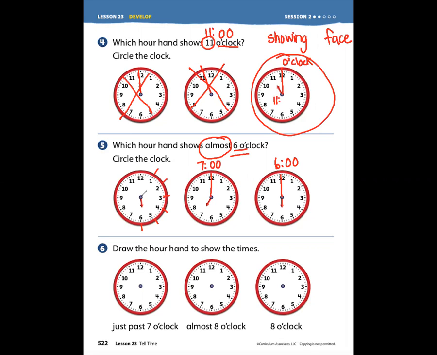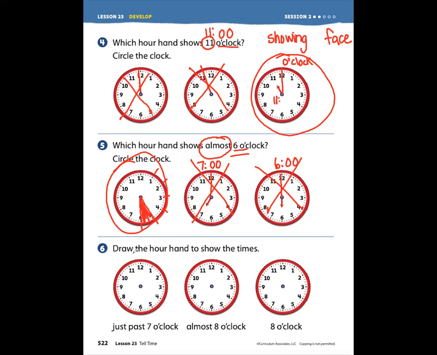This is between the 5 and the 6. It's not 6 yet. It's almost 6. So this is the correct clock telling me that it is almost 6 o'clock. This one says 7 o'clock. This one says 6. Almost 6 means not 6 yet, so this cannot be the answer.